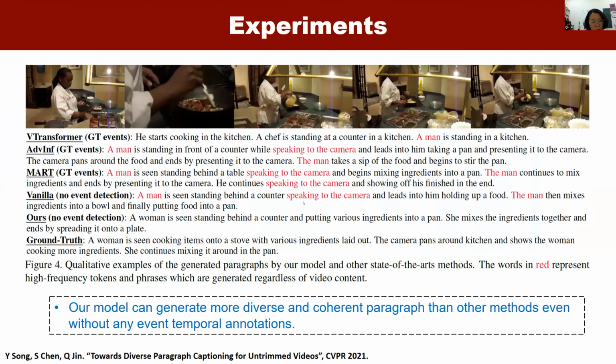And here I show a case study, where the red shows the high-frequency tokens and phrases that other models sometimes generate. However, this is our model generated caption, which is more fluent and diverse, attending to diverse events in the video. So basically our model can generate more diverse and coherent paragraphs compared to other models.